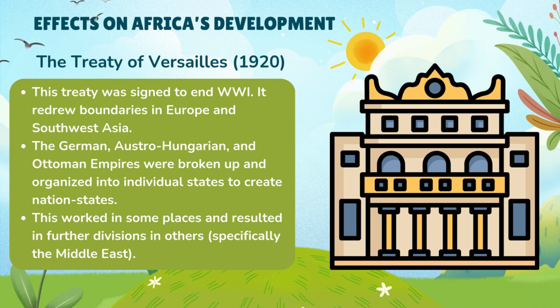The Ottoman Empire was broken up, and this created new countries, but it also caused tensions in the Middle East that still exist today. So fast forward, and we see that the border changes help fuel conflicts like the ongoing struggles that are still seen there today.